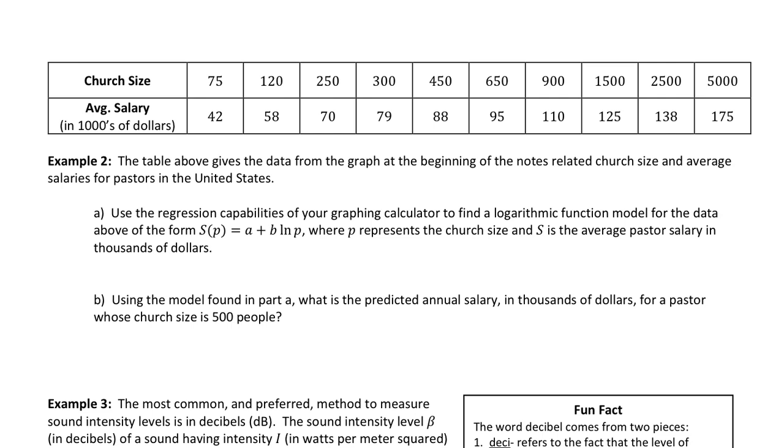It says, use the regression capabilities of your calculator to find a logarithmic function model for the data above of the form A plus B times the natural log of the input value P, where P is the church size and S is the average pastor salary in thousands of dollars. The option on your calculator that gives you the regression of a natural log when you go to stat calculate is option 9. It says LN reg.